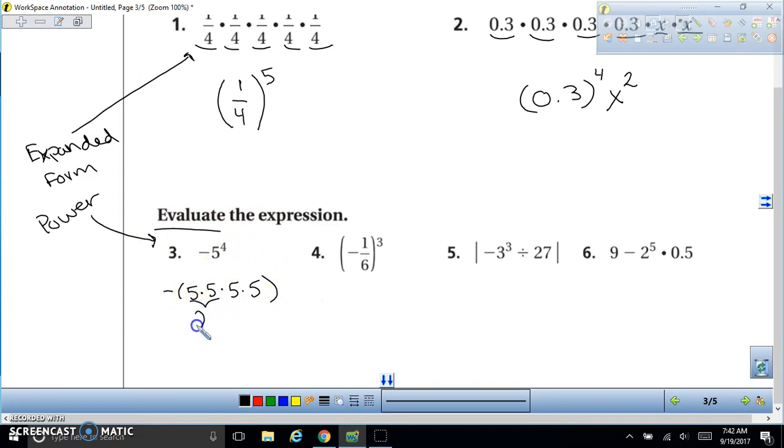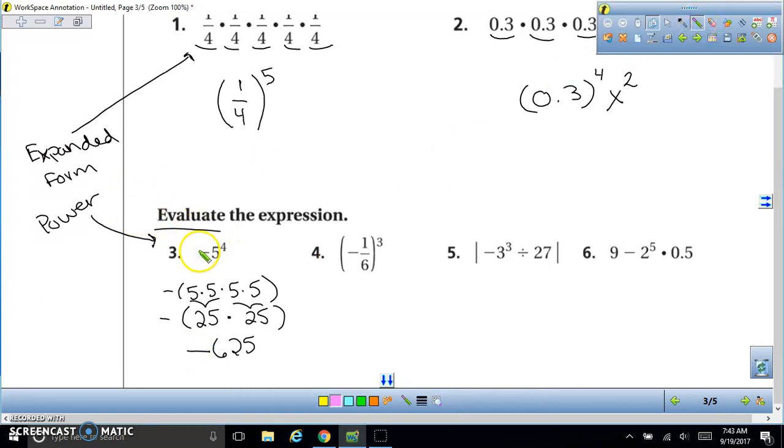5 times 5 is 25. 5 times 5 is 25. Okay, that negative sign is still tagging along with it. And then 25 times 25 is 625. And that negative sign tags along with it. So when you're looking at it without parentheses, this negative sign needs to tag along with it.